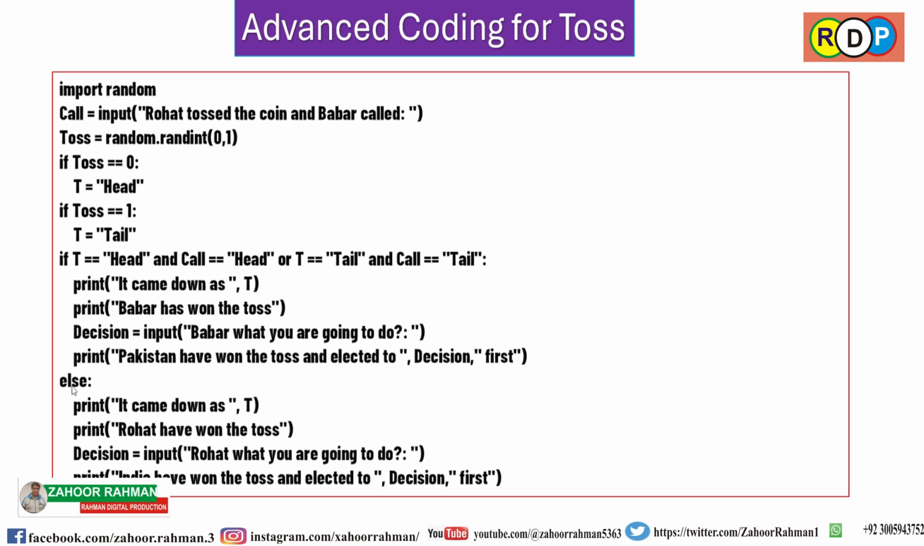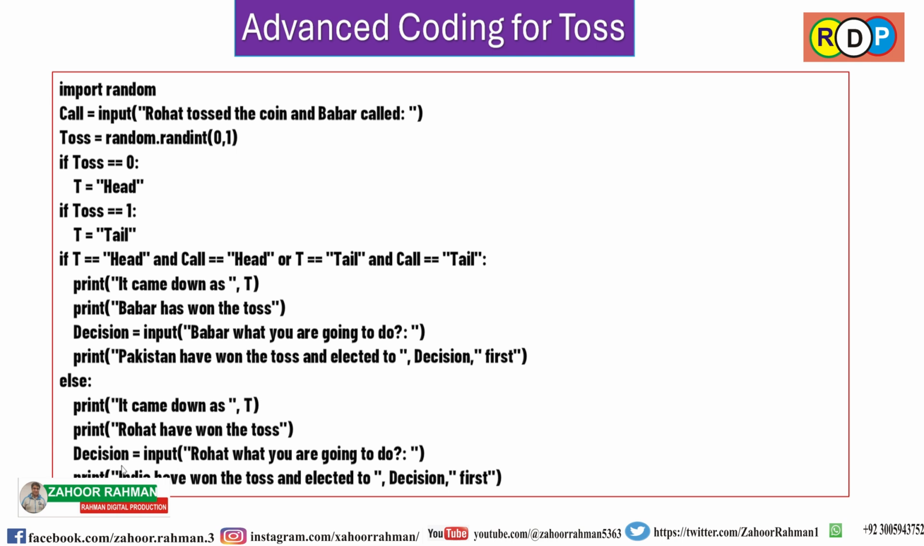It means that Babar has not won the toss and Rohit Sharma has won the toss. So friend, it came down as a t, but whatever was called by the calling captain is not true. So it will become upside down and it will be printed, Rohit have won the toss.